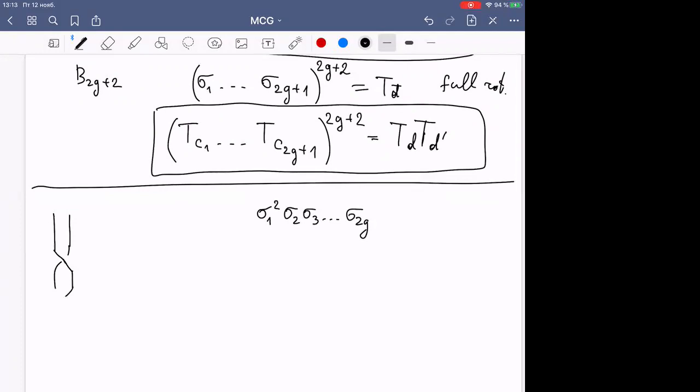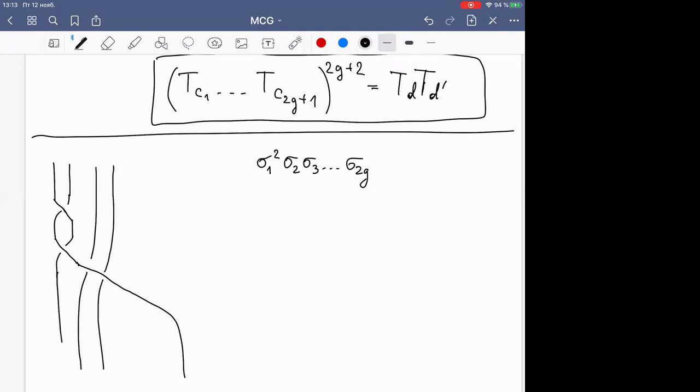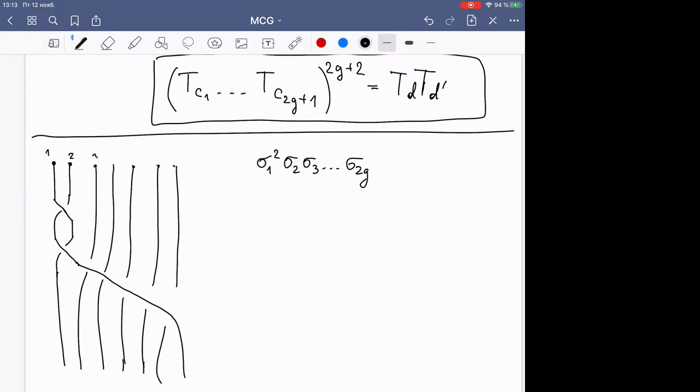Sigma 1, then again sigma 1, and then sigma 3, this goes above all other strands. Okay, we get a braid like that. Look, we can enumerate this from 1 to 2g.